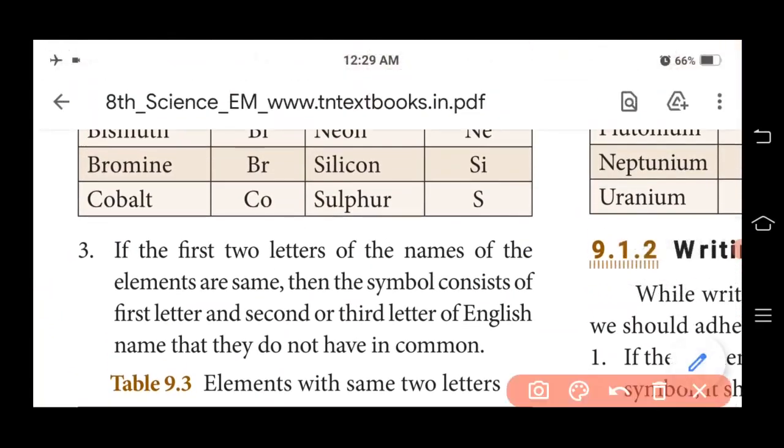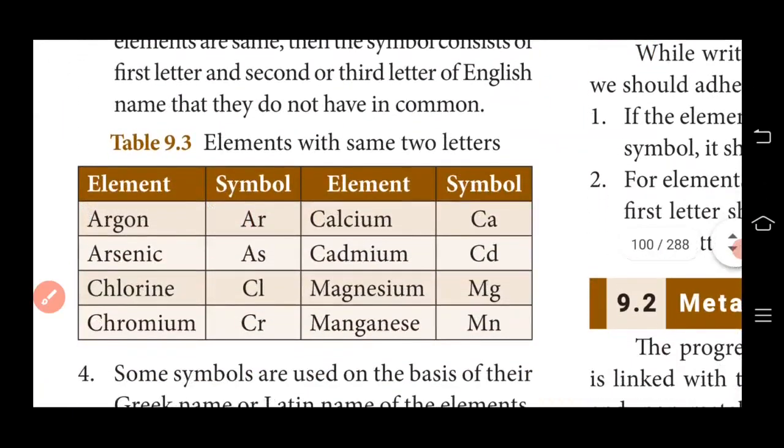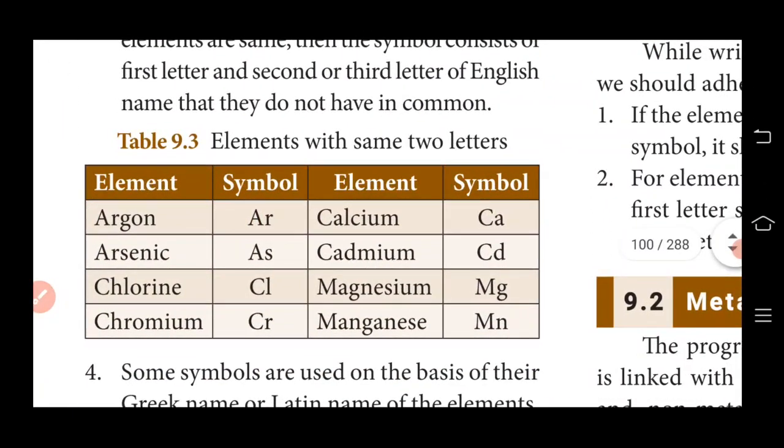And then third rule: if the first two letters of the names of the elements are the same, then the symbol consists of the first letter and the second or third letter of the English name that they do not have in common. Example: argon, Ar; arsenic, As; chlorine, Cl; etc.